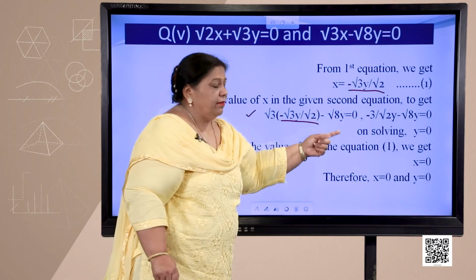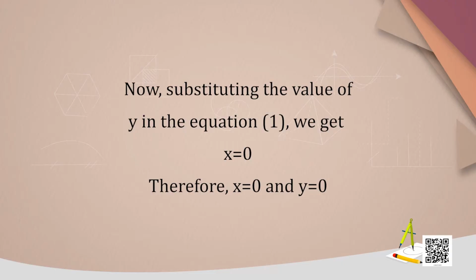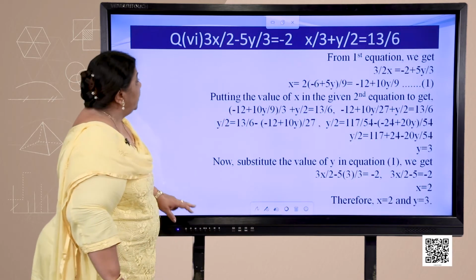On solving we get y is equal to 0. Now substituting the value of y in the first equation, we get x also as 0. Therefore, x is also 0 and y is also 0. I hope you have understood this. Let us see the next part.